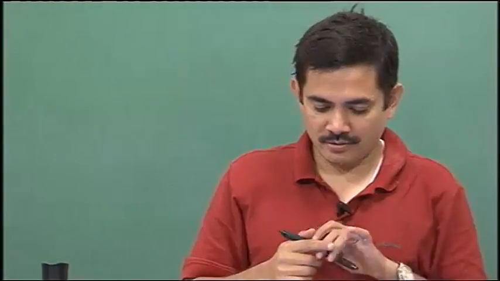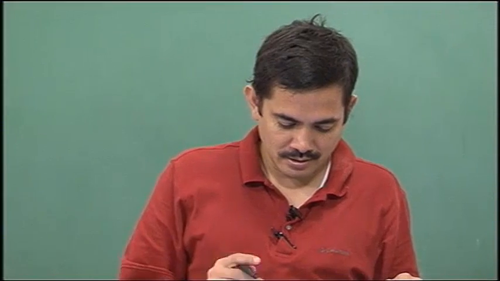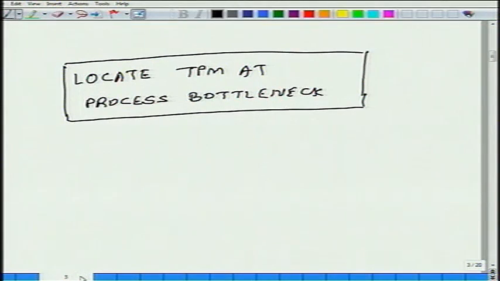Okay. Well, then what does that mean? That means my throughput manipulator should be that dominant constraint. You see, the idea is, if you've got multiple constraints, I would say locate the throughput manipulator at not the process bottleneck, but the dominant active constraint.